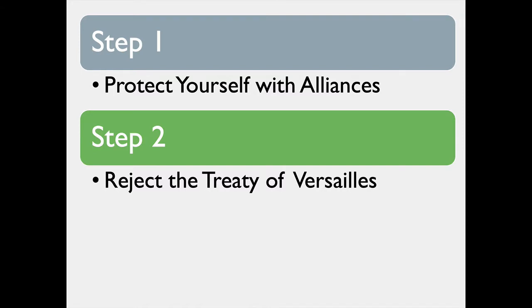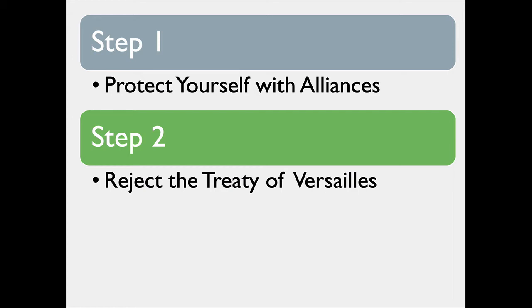Step two of Nazi foreign policy. After you've protected yourself with alliances, they wanted to reject the Treaty of Versailles, or to reject the legacy of the Treaty of Versailles. Remember, this was the peace treaty at the end of World War I that dealt specifically with Germany, and it was an incredibly punitive and humiliating treaty for Germany.